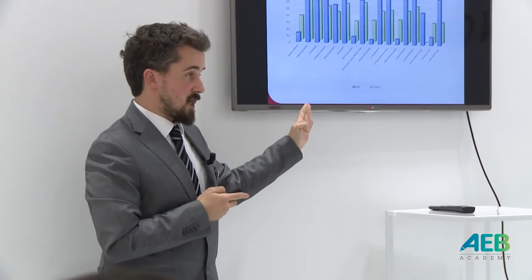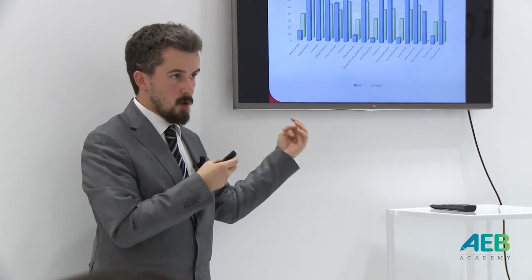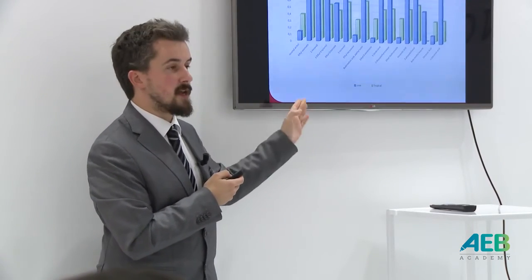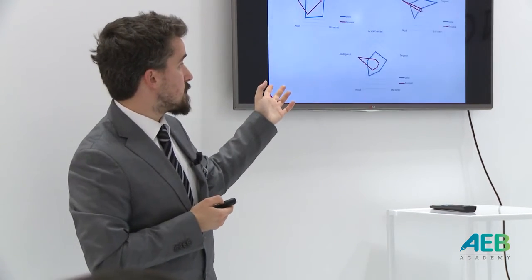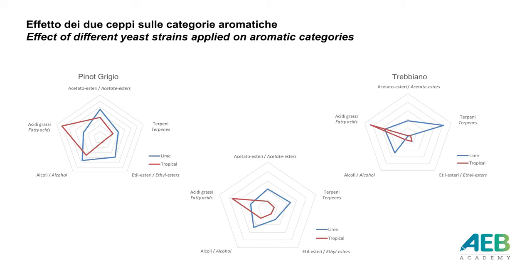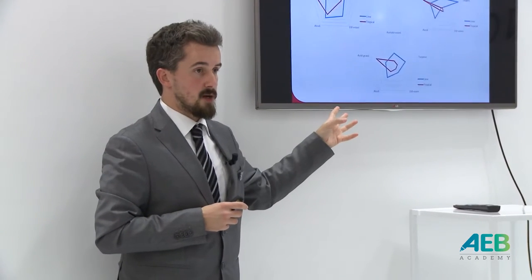This is quite difficult to see, all of these histograms, all of these columns. So what I did was taking this kind of descriptor and trying to do a grouping by using a spider graph, which is far easier to see. You can see how different they are one from the other. One is the first strain I told you about, hybrid 101, which is now commercially called Fermol Lime, and the other is strain hybrid 121, which is now commercially called Fermol Tropical. And you can see how different they are.